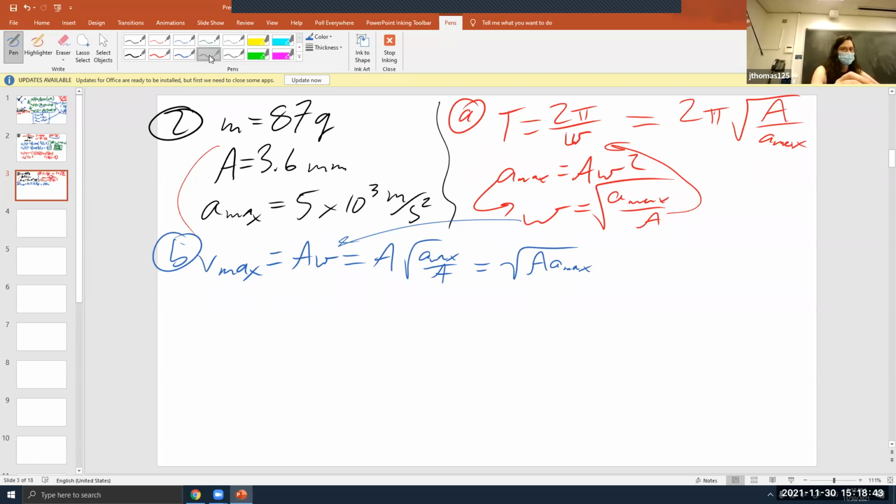Part C now, they ask us about the total mechanical energy. Now I'm going to come back to total mechanical energy, but I'm just going to give you the definition. You have two definitions for total mechanical energy. You're going to want to know both of them. Your mechanical energy is passed back and forth between potential and kinetic energy. So you can define it in terms of the maximum potential energy, which is 1/2 kA squared, or the maximum kinetic energy, which is 1/2 m V max squared.